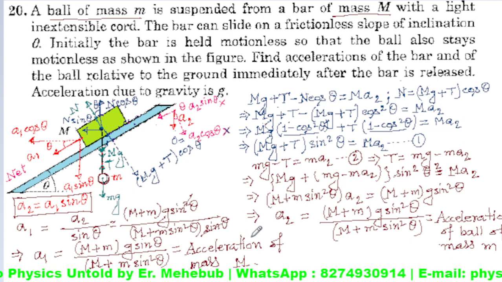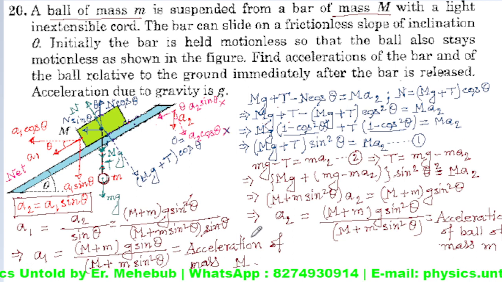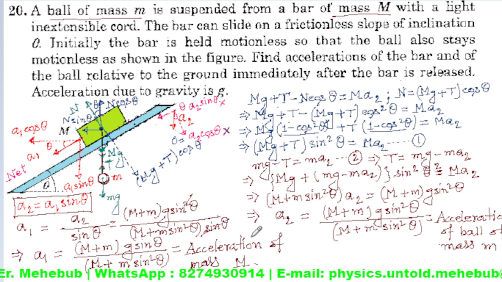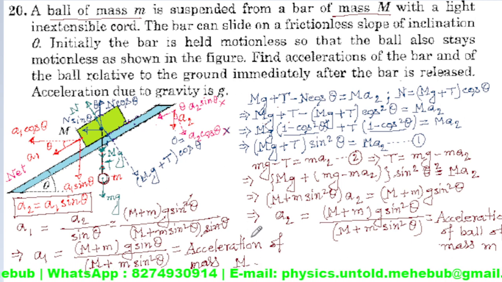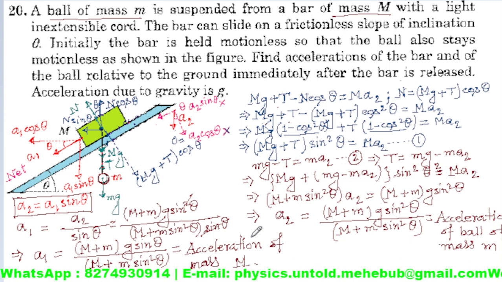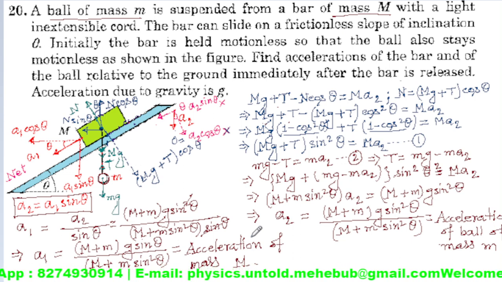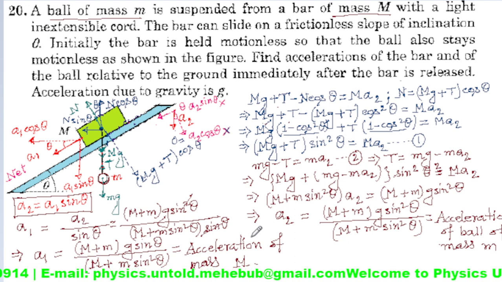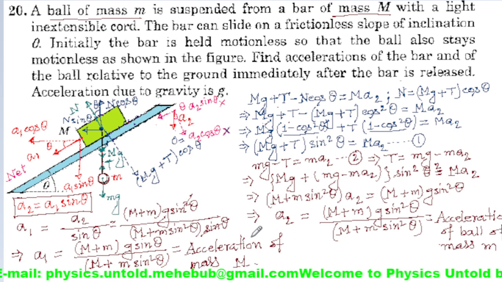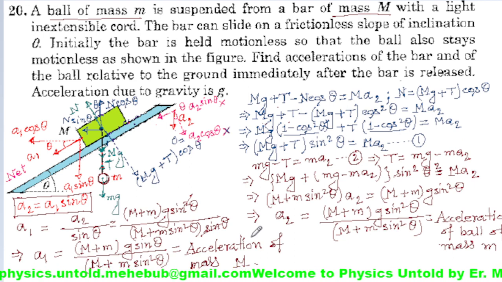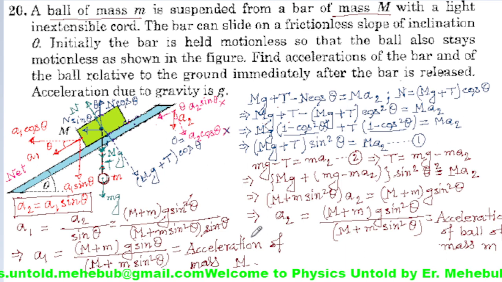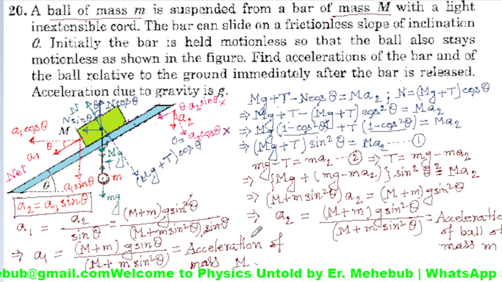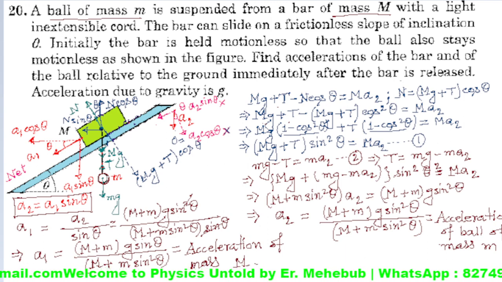One thing is to be mentioned here. The important concept used here is that the string will remain taut, because for it to be slack, the acceleration of capital M would have to be greater than g downwards, which is not possible. As the cord is taut, the accelerations of both along the thread must be equal. This is one of the important concepts used for solving this problem.